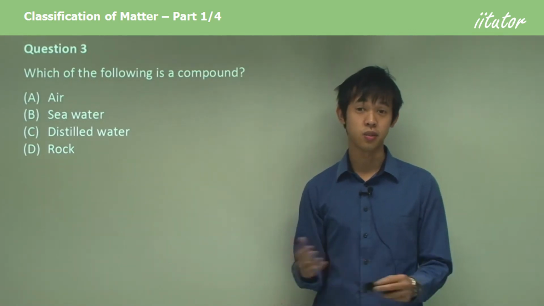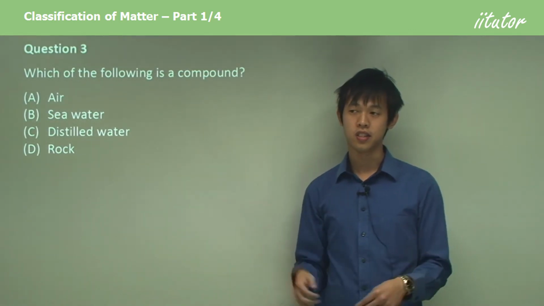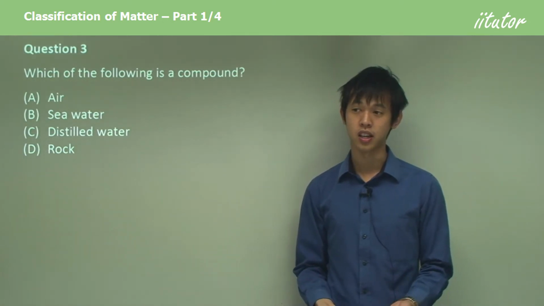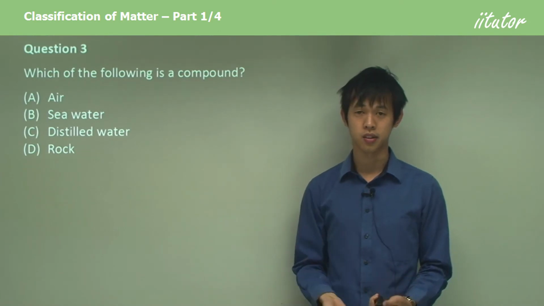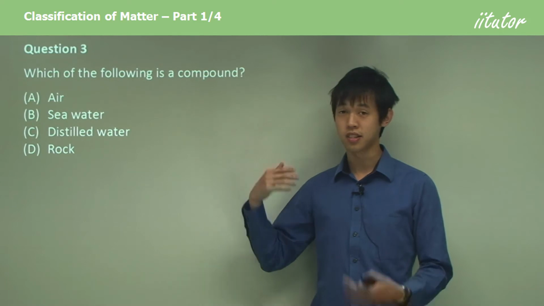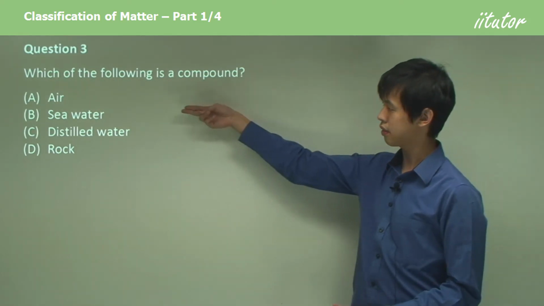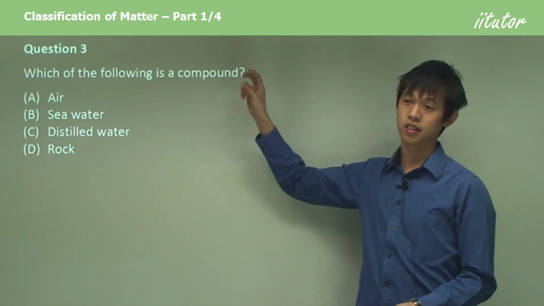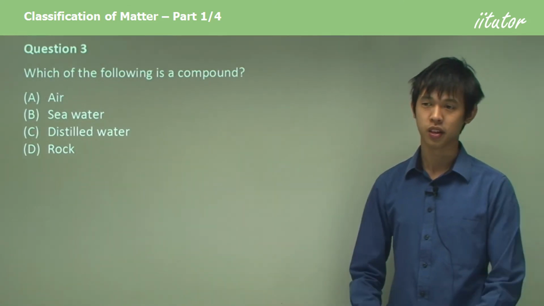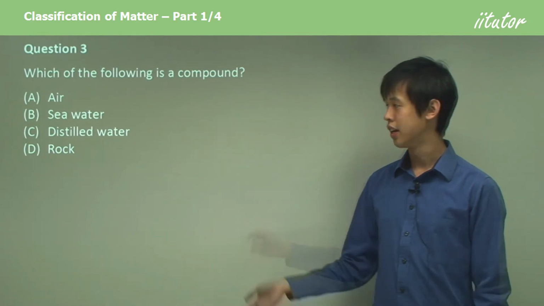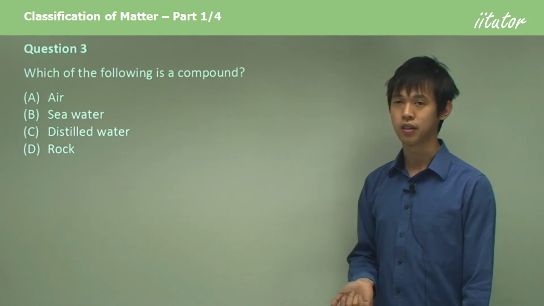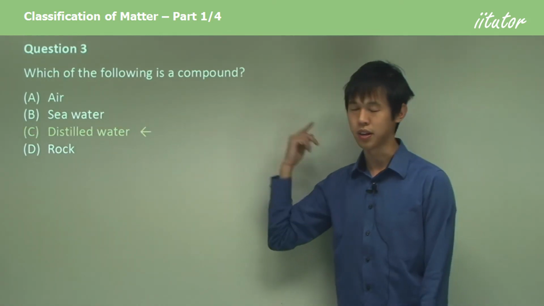Seawater can vary in its salt concentration. For instance, in the Dead Sea, there's so much salt that it almost looks like you could stand on it. It's much more dense than normal salt water, but it's still called seawater. So B is a mixture. Rock could be anything. It could be a billion types of different rocks. So it's more likely to be just a mixture. So C, distilled water, is a compound. Water is a compound, so we know that.